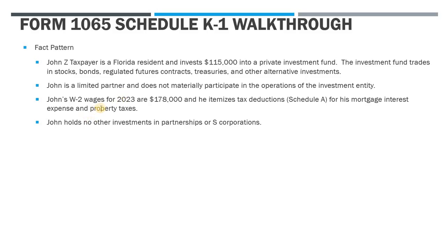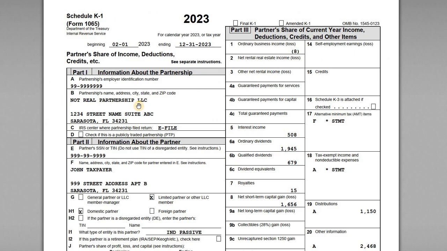Now, his other income, he's got wages of $178,000, and he is going to be itemizing his deductions. So we're going to have a Schedule A on his 1040, and we'll see how some of these items on the K-1 move over to that Schedule A. All right, so let's have a look at the K-1, and we'll start going through some of these line items.